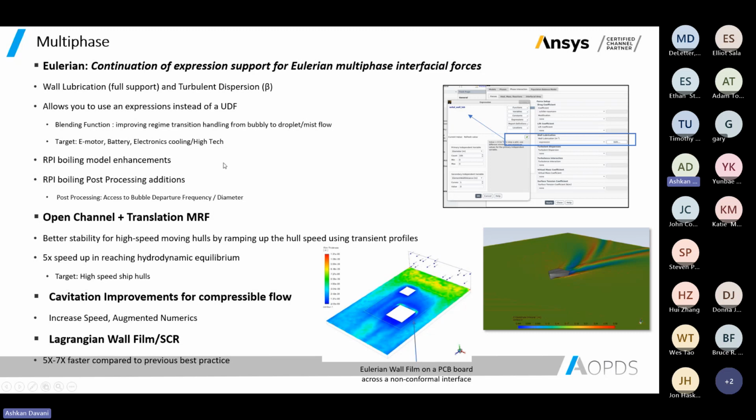And overall, depending on what kind of multi-phase you want to use, open channel or even cavitation studies, there have been some improvements in the computation speeds. Compared to the previous best practices, there has been an overall increase in the speed of 5 to 7 times for different multi-phase problems.